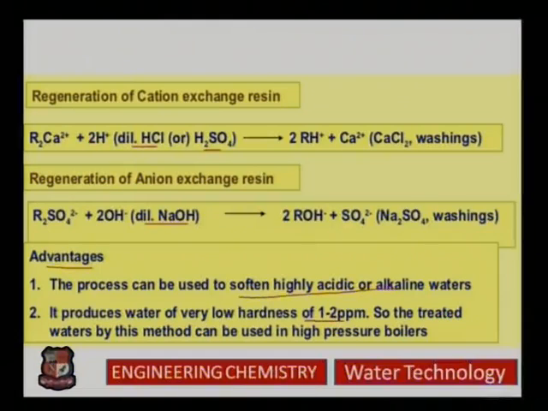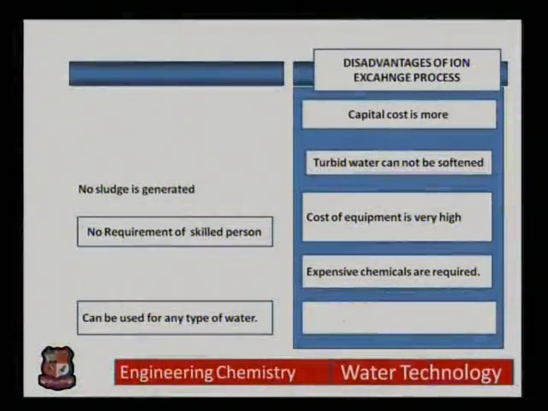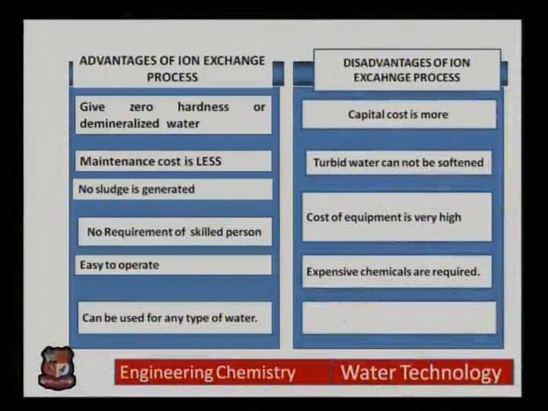The residual hardness is 1 to 2 ppm. So the water treated by this method can be used in boilers. These are the advantages and disadvantages of this method written. It gives zero hardness or absolute demineralized water. Maintenance cost is less. No sludge is generated. Again, a benefit over the LS process. No requirement of a skilled person. It is easy to operate and it can be used for any type of water.